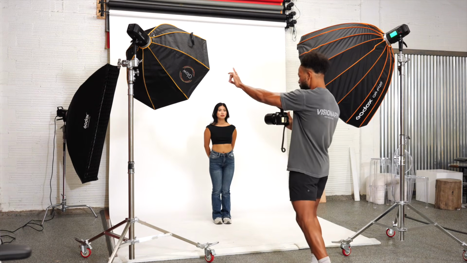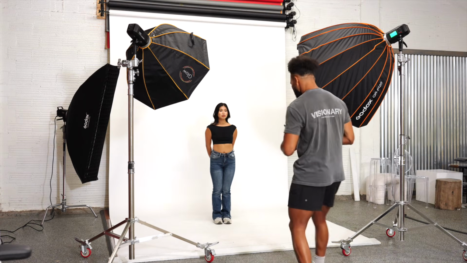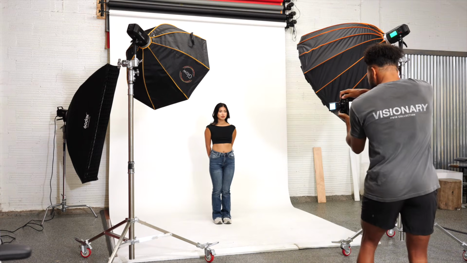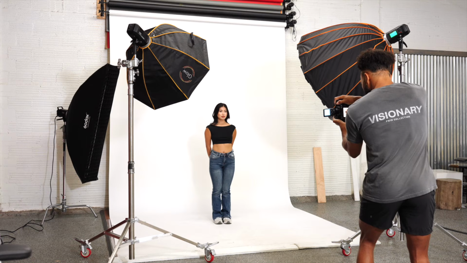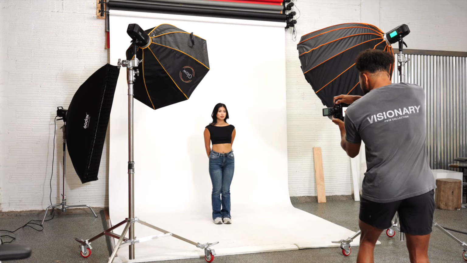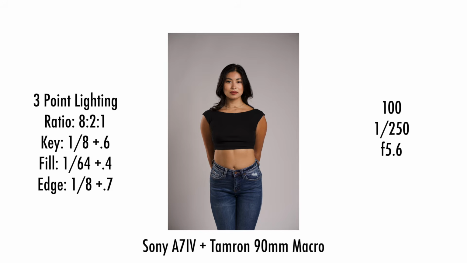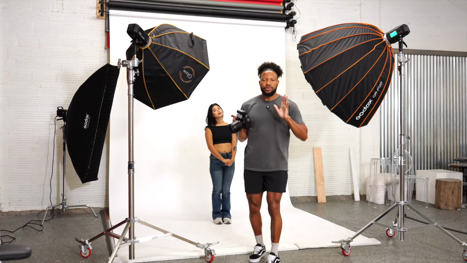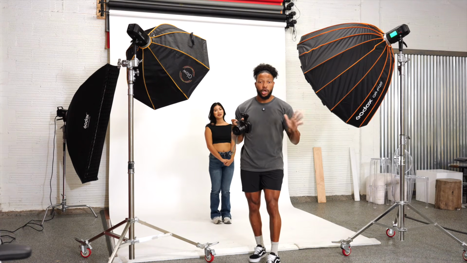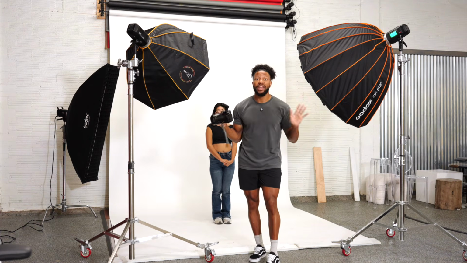So it is going to be at 1/64 plus 0.4. Same settings, f5.6, ISO 100, and my shutter speed is 1/250. So here we go. 3, 2. Over here, 3, 2. And what starts to happen as we bring in that fill light is we are creating a more balanced image where we can literally do whatever we want.